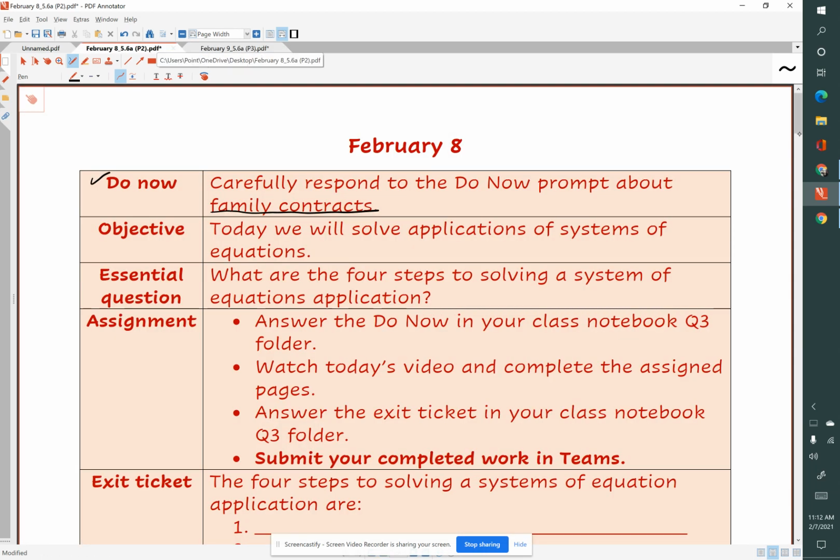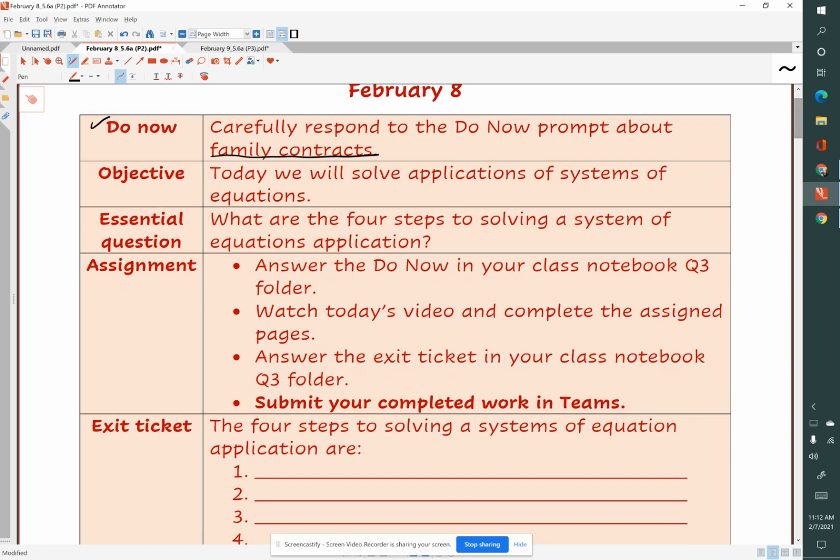Of course, we're wondering where those things come from, how we can solve them. But for everyone else, everything else is the same. So our objective is to solve applications of systems of equations. And with our essential question, we'll ask what are the four steps that we will use to solve the system of equations application. Our assignment, we will answer our do now as always.